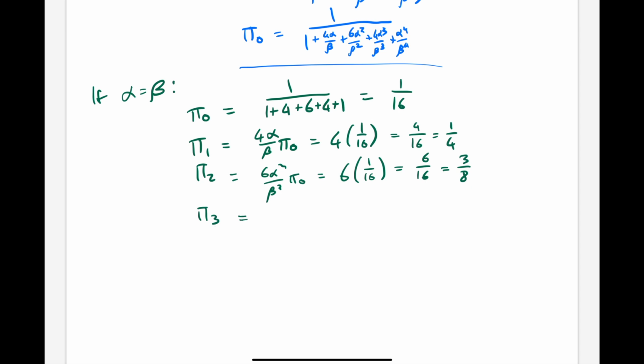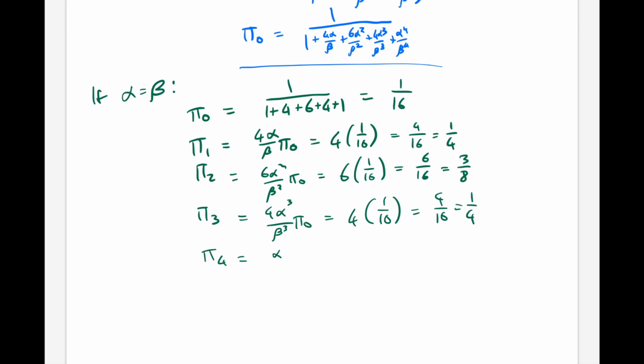Pi 3 is going to be 4 alpha cubed over beta cubed pi naught, which is going to be 4 lots of 1 over 16, 4 over 16, which is 1 over 4. And finally, pi 4 is going to be alpha to the 4 over beta to the 4 pi naught, which is just going to be 1 lot of pi naught, which is 1 over 16. And so my steady state vector pi is going to be 1 over 16, 1 over 4, 3 over 8, 1 over 4, 1 over 16.